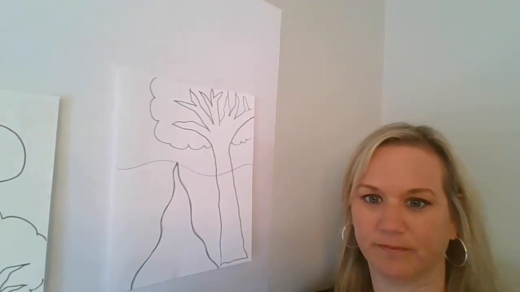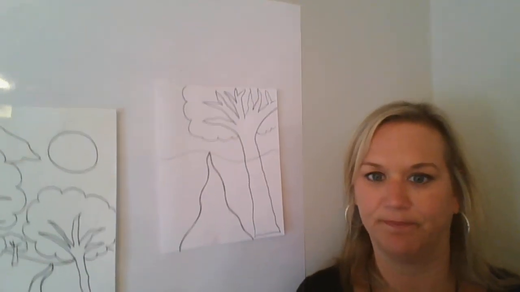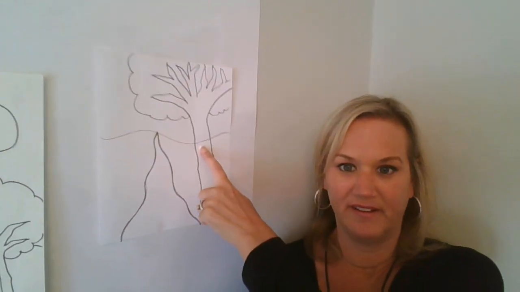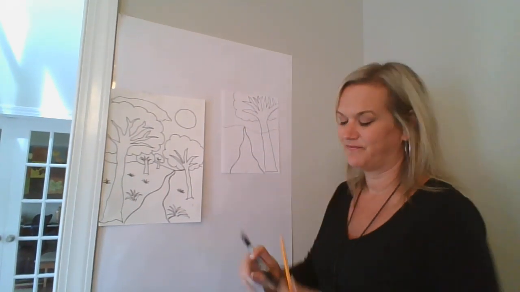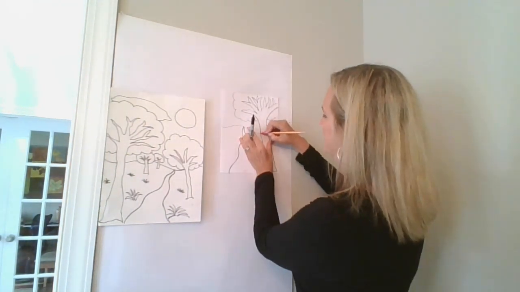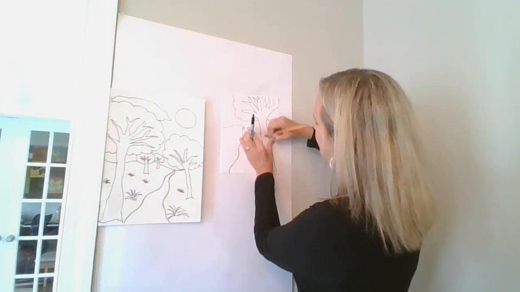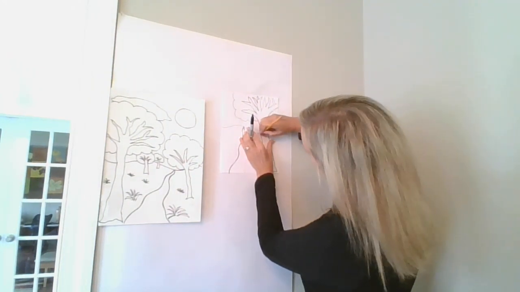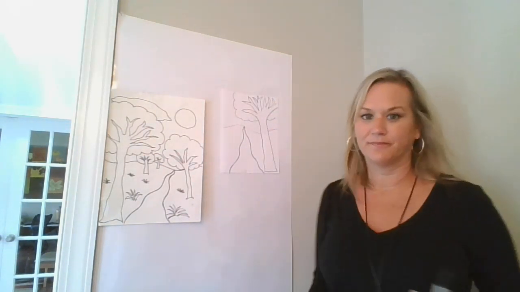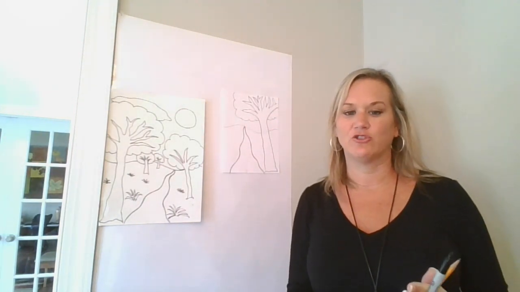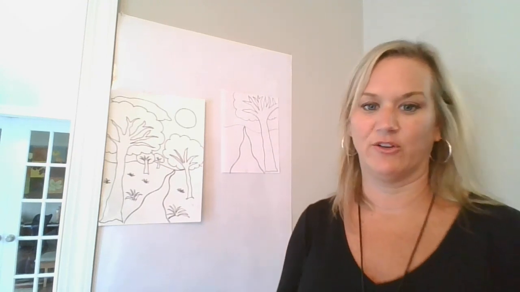Let's see if you can see that. Pull you closer. Okay, now the first thing that just stands out to me is this line. That is incorrect. The tree would cover the horizon line, so you want to erase where that tree covers the horizon line to make it accurate.